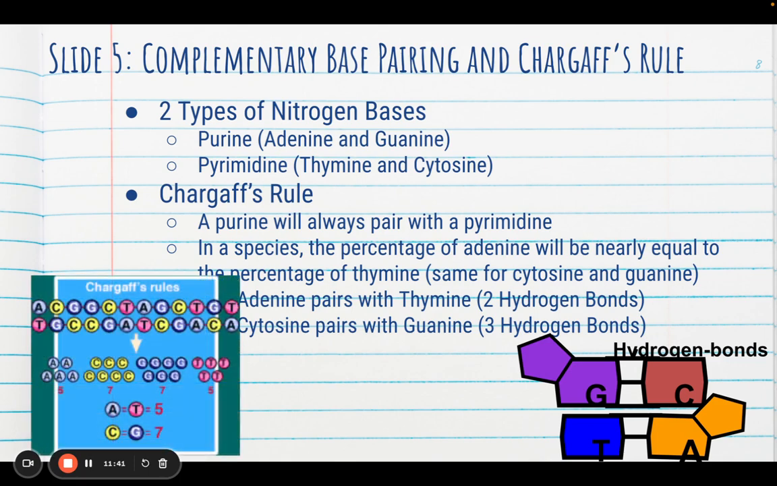Thanks to the research of Erwin Chargaff, we now have Chargaff's rule. We know that adenine, or A, always pairs with thymine, or T, and cytosine, or C, always pairs with guanine, or G. Therefore, as you can see in the example on your screen, whatever the amount of adenine is in an organism, there must be the same amount of thymine, and the same goes for cytosine and guanine. Now, an important note, if you noticed, a purine, like adenine, always bonds with a pyrimidine, like thymine.